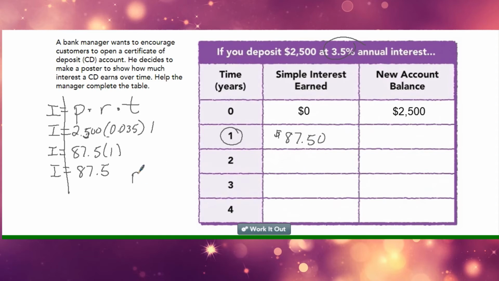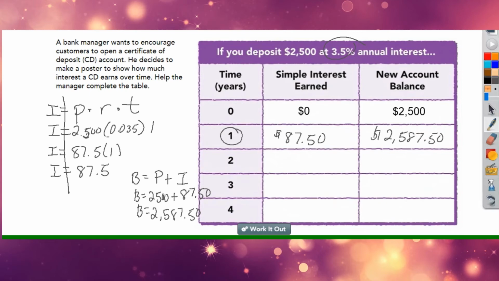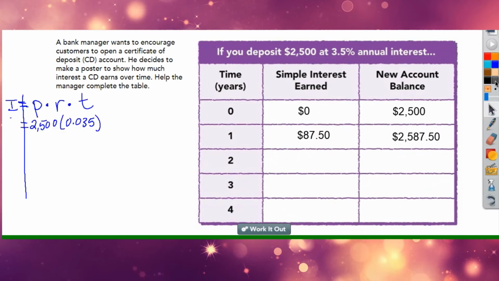And to figure out my balance, I am going to use my balance formula, which is balance equals principal plus the interest. So my principal is $2,500 and the interest is $87.50. So when I add that together, I get $2,587.50. So that will be my balance at the year 1 mark. For year 2, we'll use the exact same equation, and I will use 2 for the time because that's the number of years, and our interest is unknown.